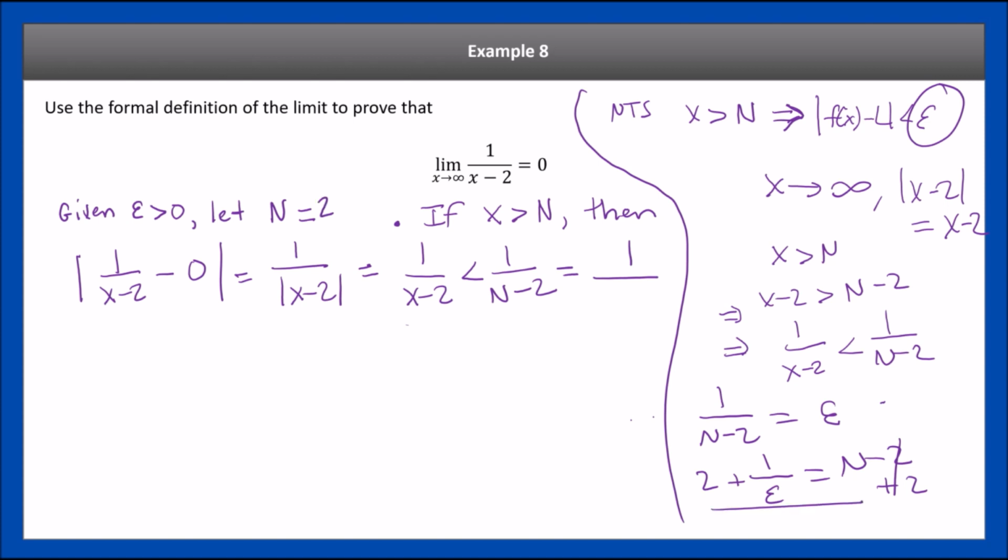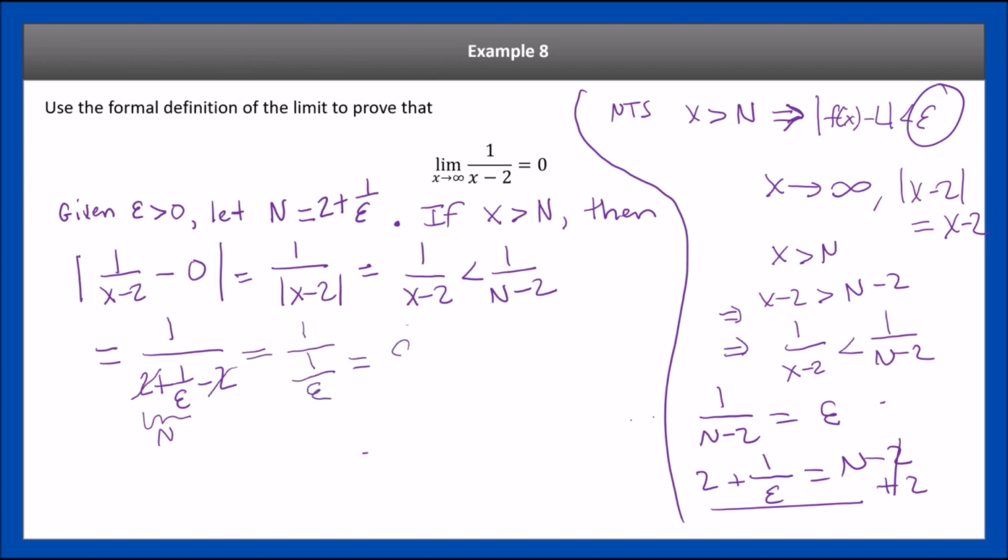Okay, so let's plug that in here. 2 plus 1 over epsilon. And then let's check to see if that's true. I'm going to do this over here. It equals 1 over 2 plus 1 over epsilon minus 2. We just plugged in n. So then the 2 cancels, and we're left with 1 over 1 over epsilon, and then flip it to get epsilon. Okay, we're done. We've shown that this has to be less than epsilon. All right, and that is the end of the proof.